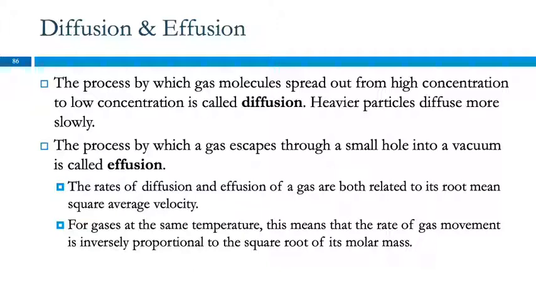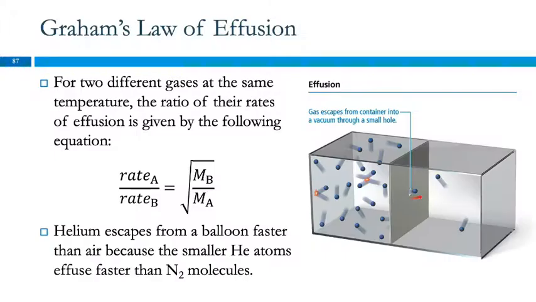The rates of diffusion and effusion are both related to the velocity of the gas, the root mean square velocity. So if we have the same temperature, the rate of gas movement is inversely proportional to the square root of the molar mass. The book goes through the whole derivation of this, which I'm not going to do. This is the bottom line here. For two different gases at the same temperature, the ratio of their rates of effusion is given by this equation, and I'll give you that equation also.